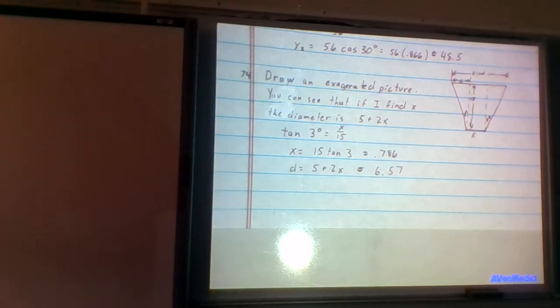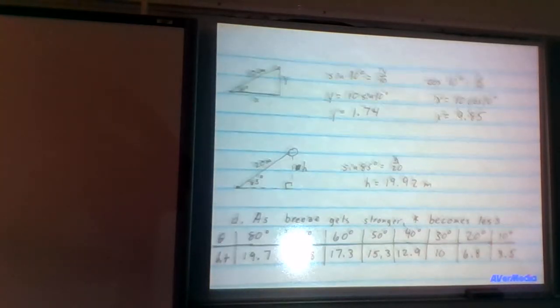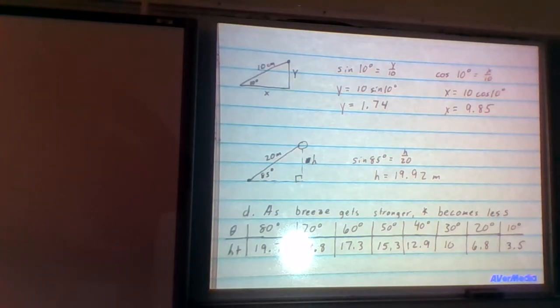Okay, next one was 75, and 75 was very similar to the one you had before, where you had the 10 centimeters and you had to find out x and y. I was hoping if you did this one you could go back and then do the one with drilling the holes, because this kind of gave you a little bit of a hint as to what was going on.